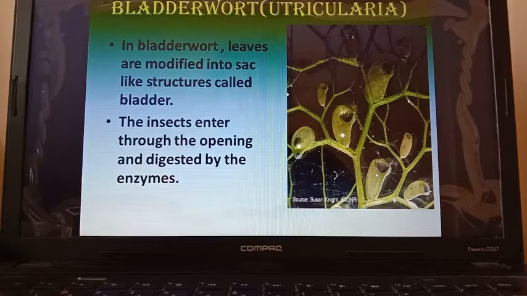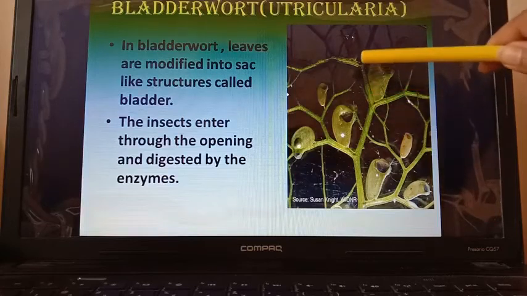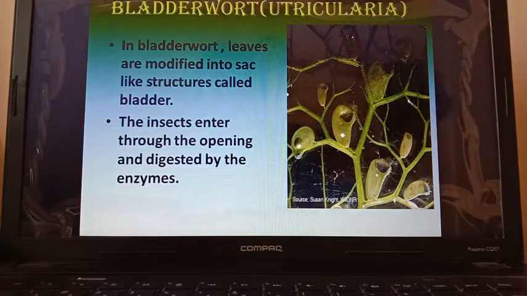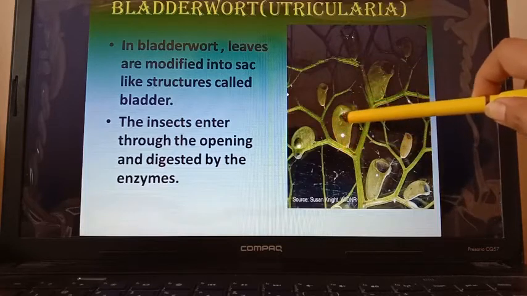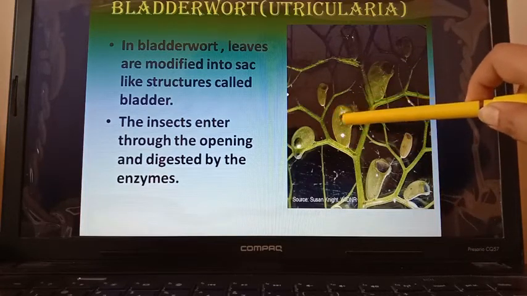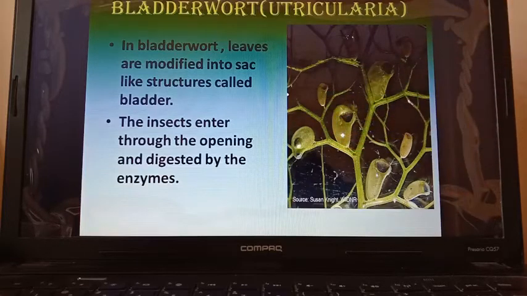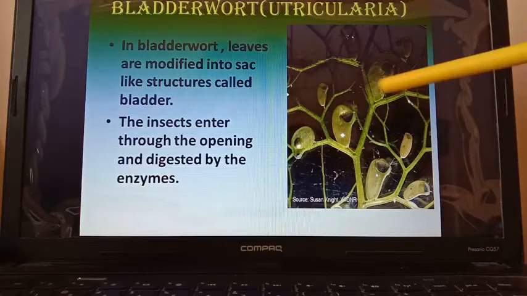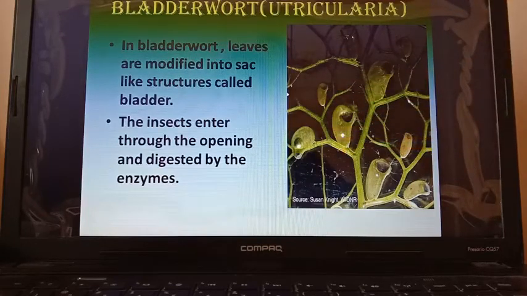These plants are mainly found in lakes, pools, streams, mainly aquatic there. Sometimes they can be found in wetlands. They may be terrestrial. The insects, by the flow of water, can enter through the opening of this bladder or sac, and inside this bladder some digestive enzymes are situated. When the insects go to the depth of this bladder or sac, they are digested by the enzymes.